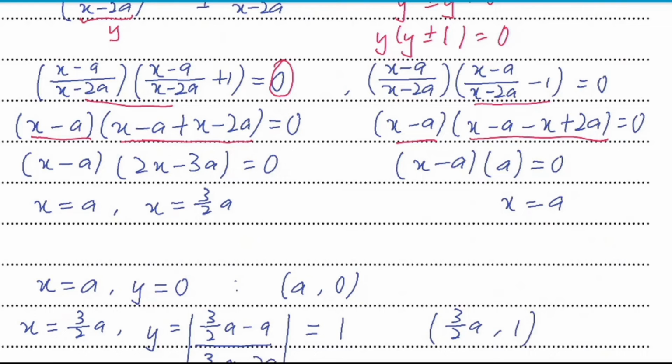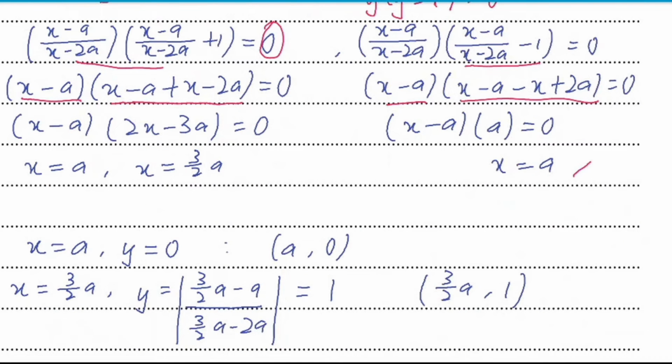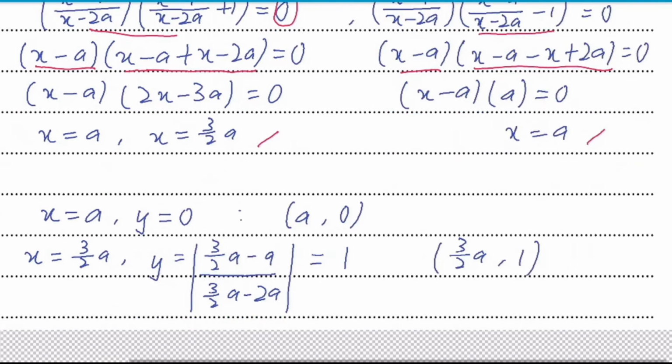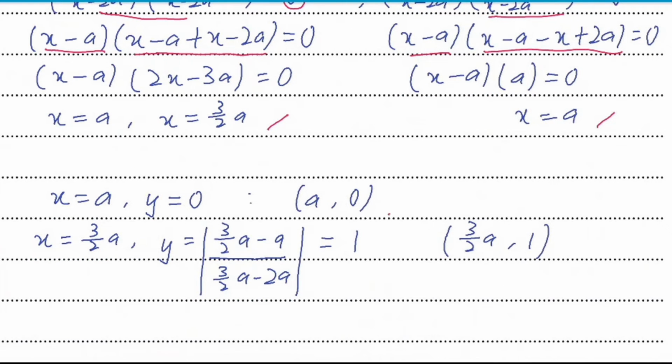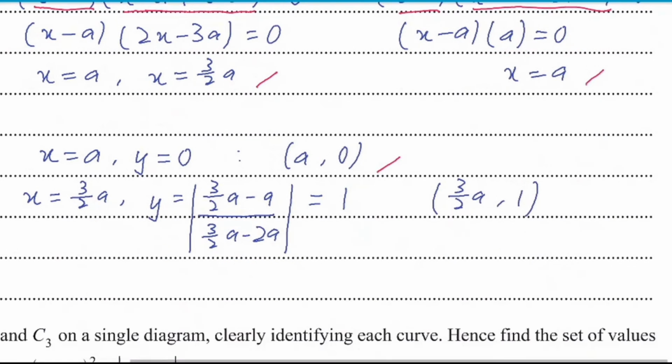Right, so after that, we have one solution for x equals a, and then we also have x equals 3 over 2a. So basically, there are just two values, which is x equals a, y equals 0. And for the other one, when x is equal to 3 over 2a, sub in, and we can actually get the value of y here. Okay, so you see it's so nice that we can actually get these solutions here.